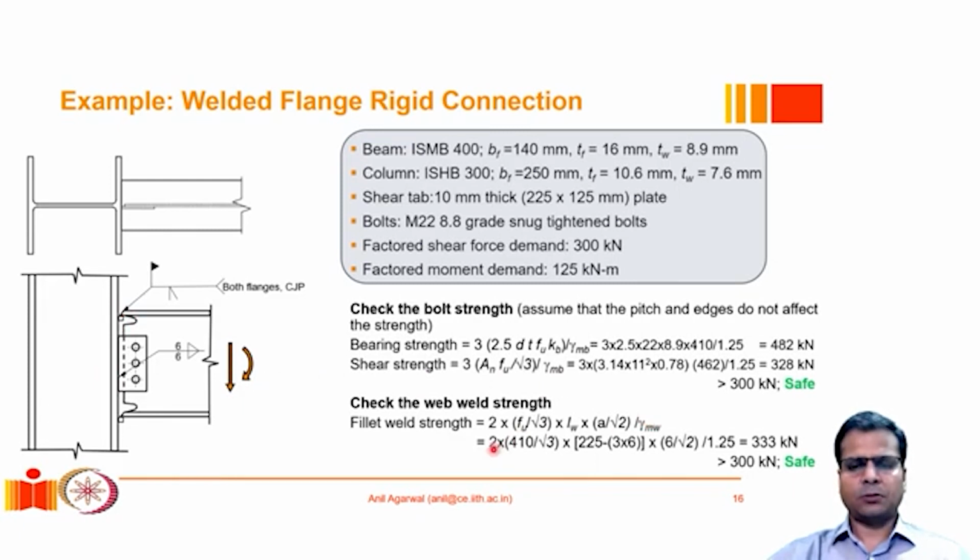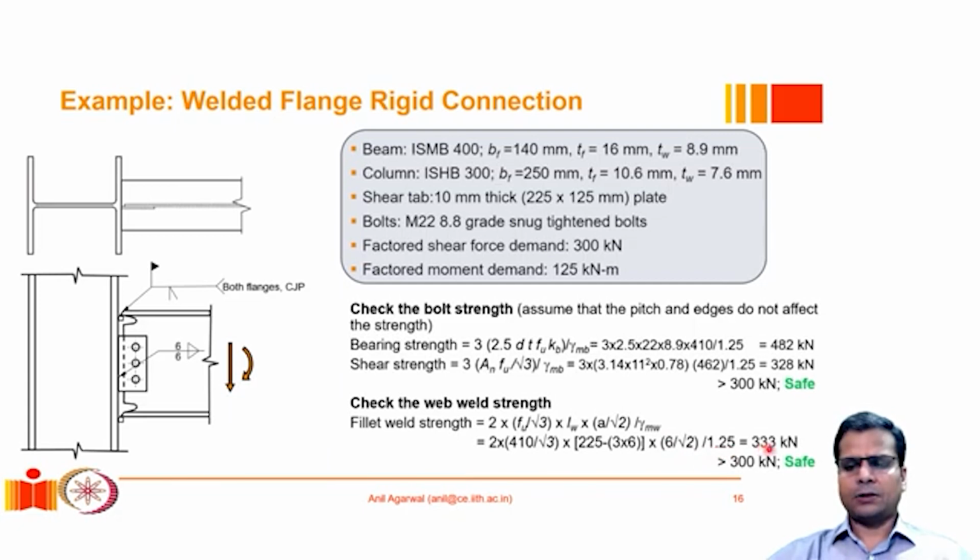Okay, so we substitute the values. Fu, the ultimate stress for the parent metal, is 410 MPa. Length of the weld: since the plate depth is 225 millimeters, we will leave some at the ends. We should terminate slightly short of that edge. Therefore, I'm leaving 3 times the weld size at each end, and that is the actual length that is available, multiplied by a, the weld size, divided by root 2, and the factor of safety.